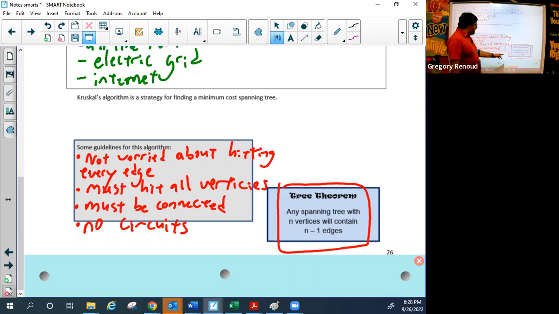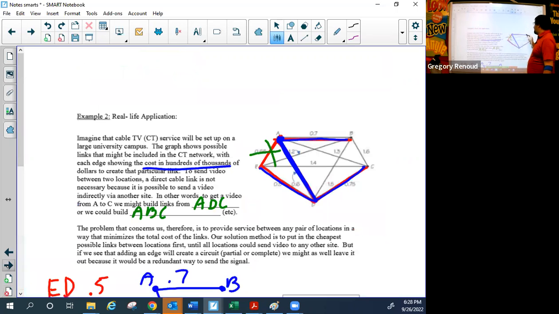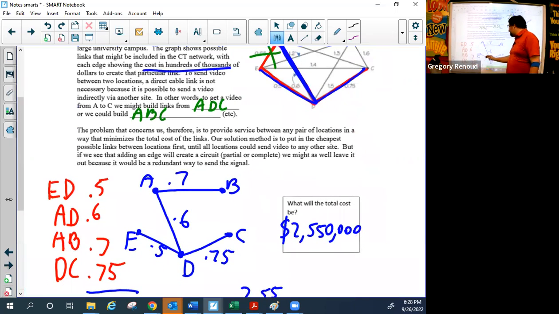Now, this tree theorem here, a little bit of a trick for you. However many vertices I have, it will take me one less edge. So in the last picture, we used 5 vertices. There are 5 vertices, A, B, C, D, E. So my tree, subtract 1, should use 4 edges. Did it? Yep. 1, 2, 3, 4. So that's our way to know right off the bat, how many edges should I be using in my tree? It's always 1 less than the number of vertices.